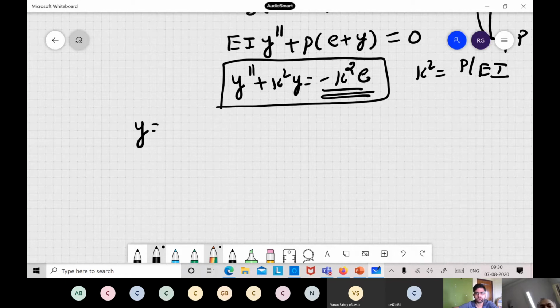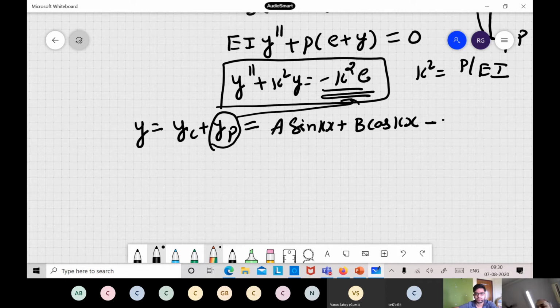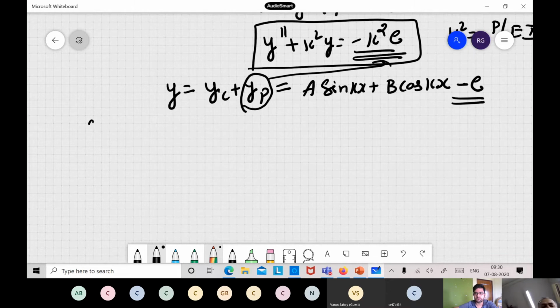So which means you will have a complementary function plus a particular integral. So yc plus yp. Anyway, the complementary function will be the same as for the previous problem, a sine kx plus b cos kx. And your particular integral, as I already told you, depends on your right hand side. Like in the previous case, it was sine, so we wrote sine pi x and cos pi x by L. Now here we have a constant, e. For this, in any mathematics textbook, we take the particular integral as minus e itself. And now you have to find the constants, so you use the boundary conditions.